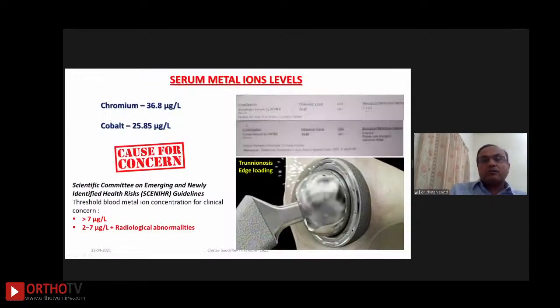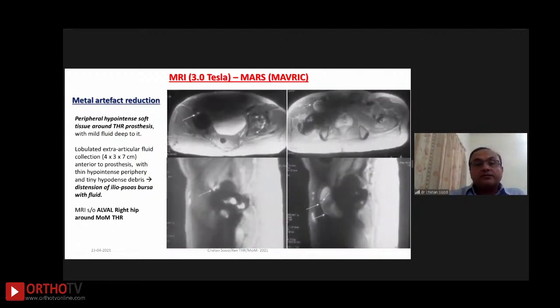With this background, we did a cobalt chrome test, where we investigated for cobalt and chrome levels and found the levels to be, you know, they were high. The cutoff is usually 5.5 in the UK and is different in the UK and the US. But given these levels, at five times the cutoff, it was high and was a cause for concern. We wanted to discuss with him, because you remember that he was asymptomatic. He did not come for treatment; he actually came for clearance.